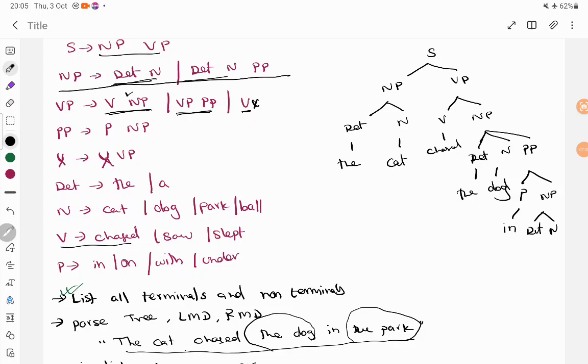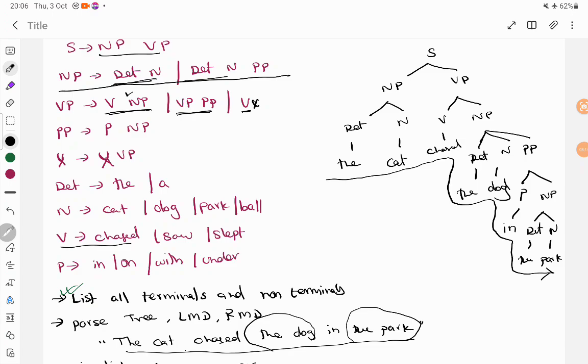So this NP can be replaced with this production DET N. Got it? So DET tends to the and N tends to park. Now check whether we have derived the complete statement. The cat chased the dog in the park. It's completely done. This is how we have to derive a parse tree. When you are doing it on your own, you have to find all possible conditions, and find a way whether we can replace some of the variables with the corresponding production that matches your input. So this parse tree is easy.